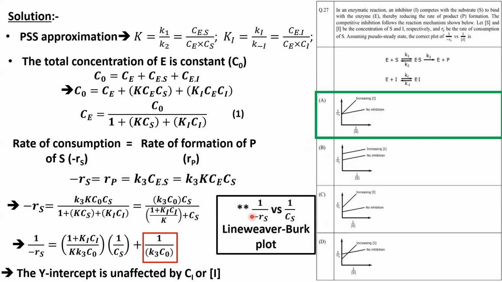So typically these kinds of plots, which is basically the 1 by rate versus the concentration plots, are referred to as Lineweaver-Burk plots. So hence, if a student is aware of the behaviors of these Lineweaver-Burk plots for various inhibitions, namely competitive, uncompetitive, and non-competitive inhibitions, we can directly choose the correct plot given in the options. So with that being said, let's move on to the next question.